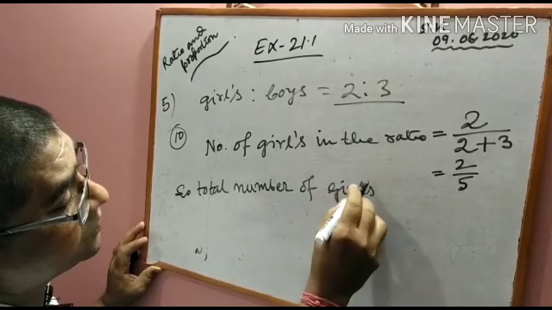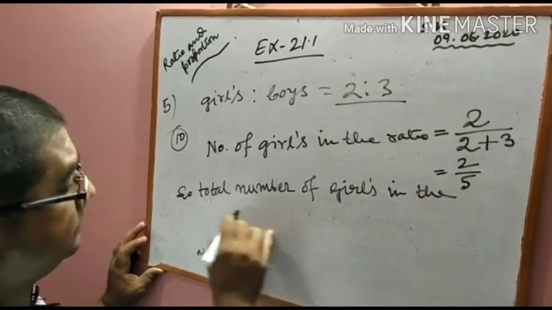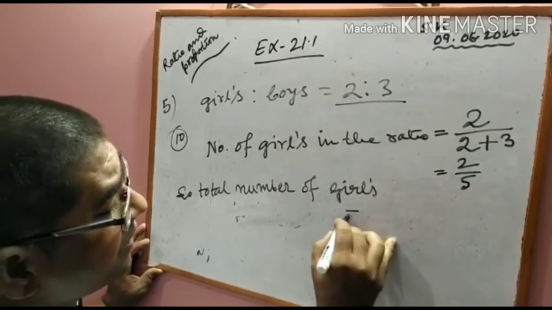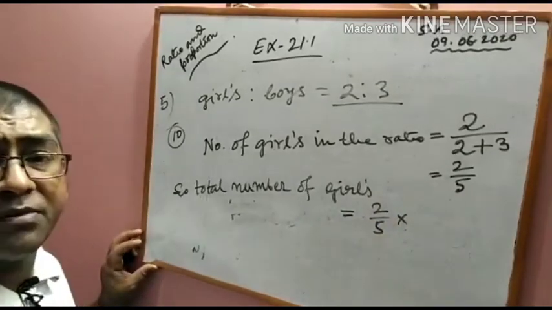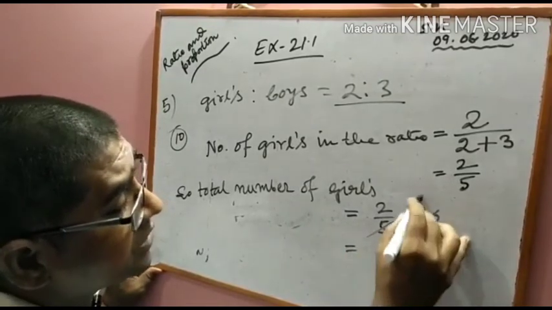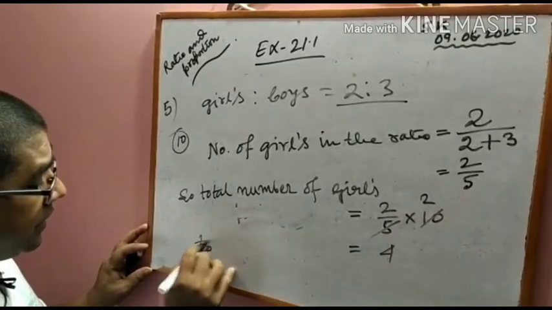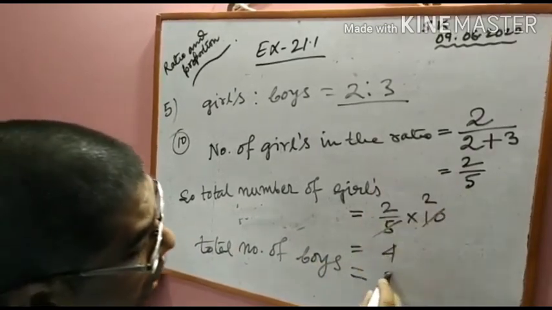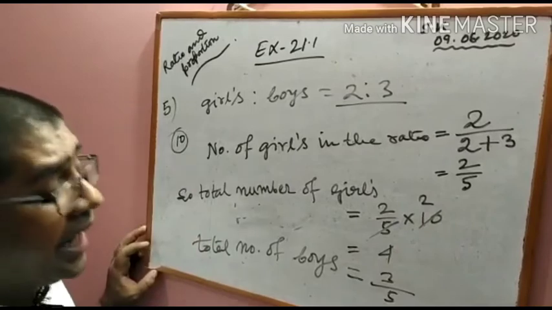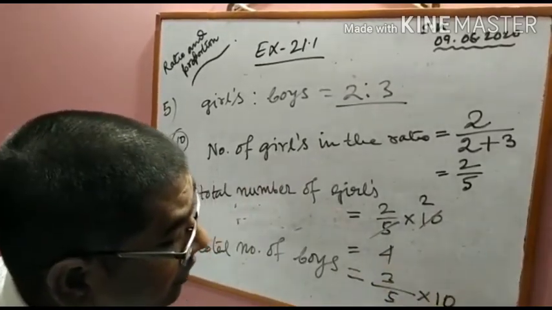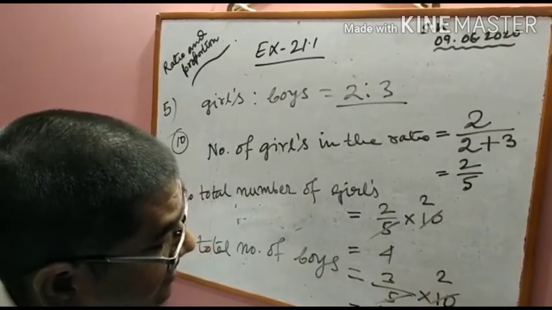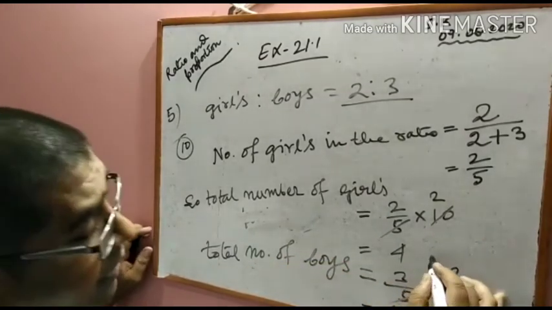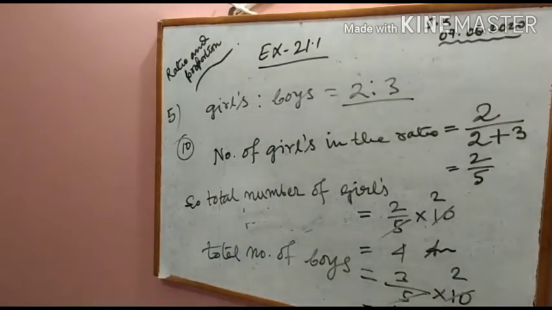So total number of girls in the park equals to 2 by 5 into total number of girls and boys, which is 10. So 5 2s are 10, 4. Similarly, total number of boys equals to ratio 3 by 5 into total number 10, that is 6. Okay, so in that park total number of girls is 4 and total number of boys is 6.